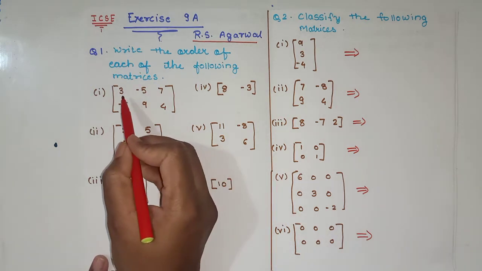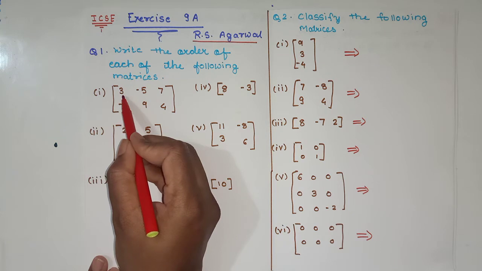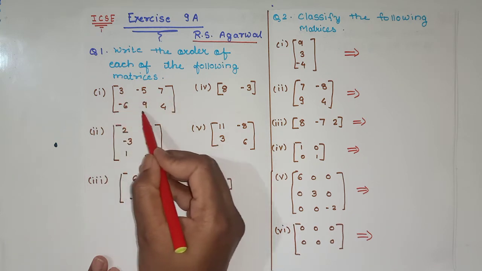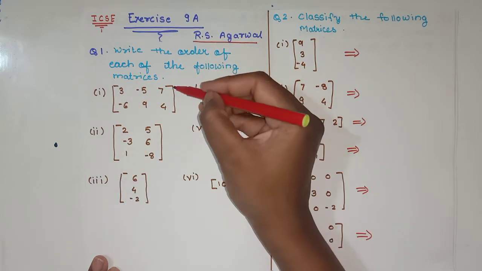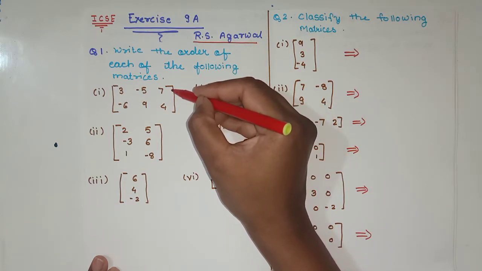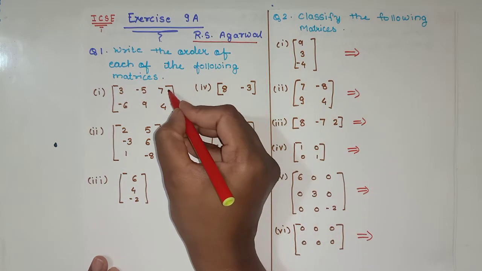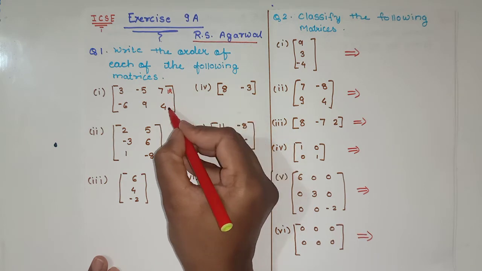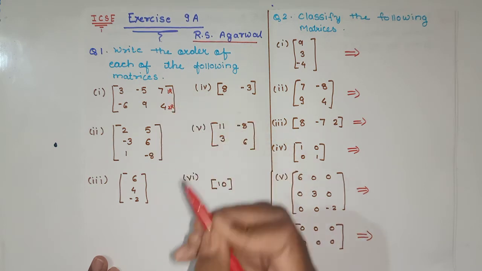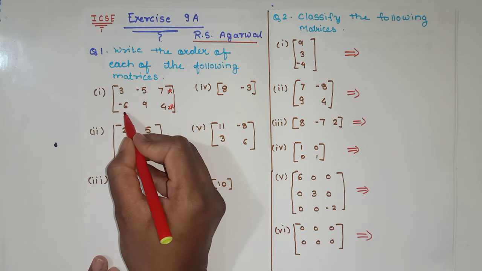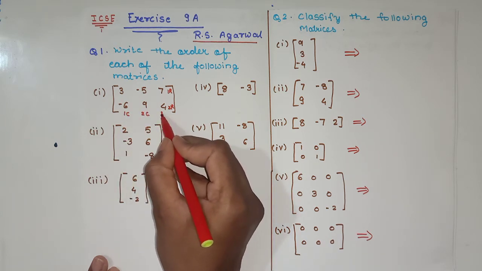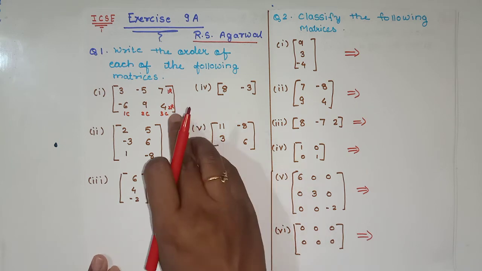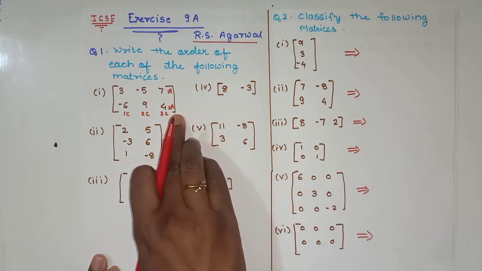When we have to write down the order, we will first see the number of rows. So here, how many rows are we having? We are having 1. This is the first row. This is your second row. You should understand, that's why I am writing first row and second row. And how many columns are we having? First column, second column, and this is your third column. So what is the order of this matrix?